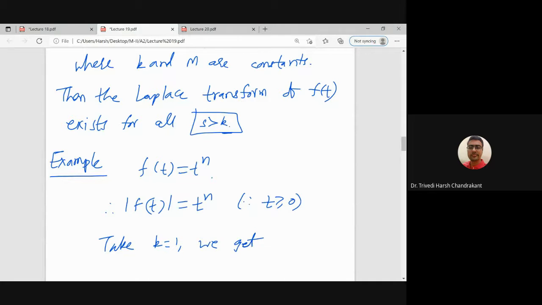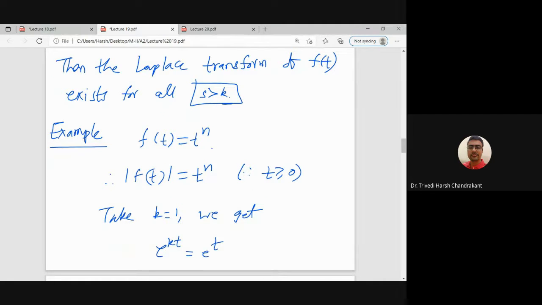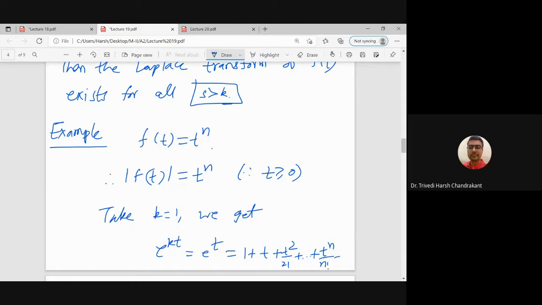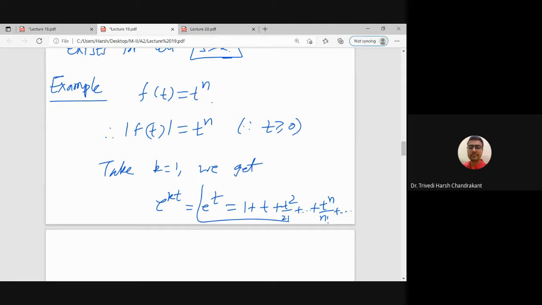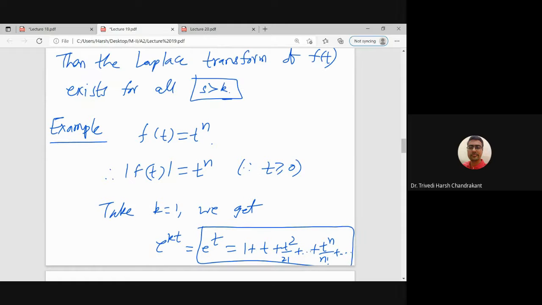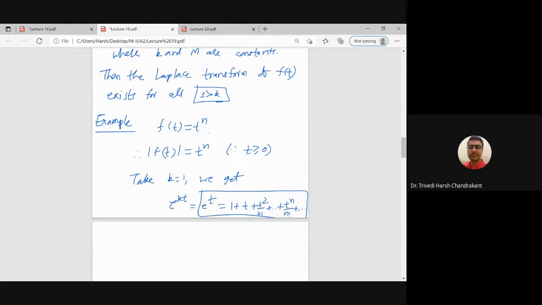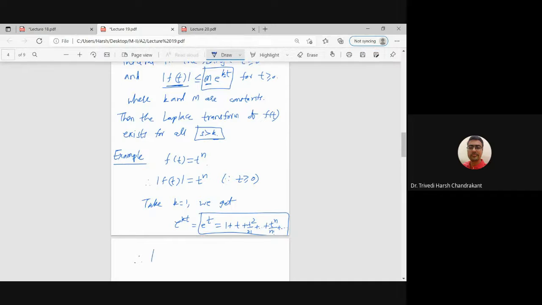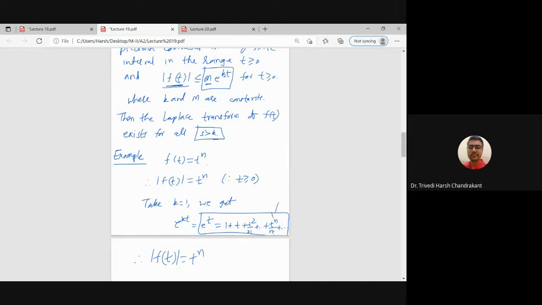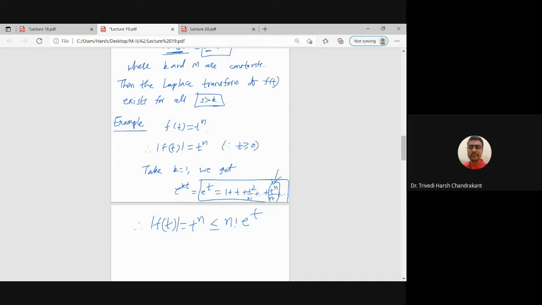So what do we get? We get e^(kt) is e^t, and e^t is what? We know its series expansion: 1 plus t plus t^2 by 2 factorial plus and so on up to t^n by n factorial and so on, right? So e^t has this power series, and using this power series expansion, we can see that we can bound t^n. Because t is non-negative, e^t is bigger than this particular term, and that will give us t^n is less than or equal to n factorial times e^t, right? So what is this number? This is M basically.